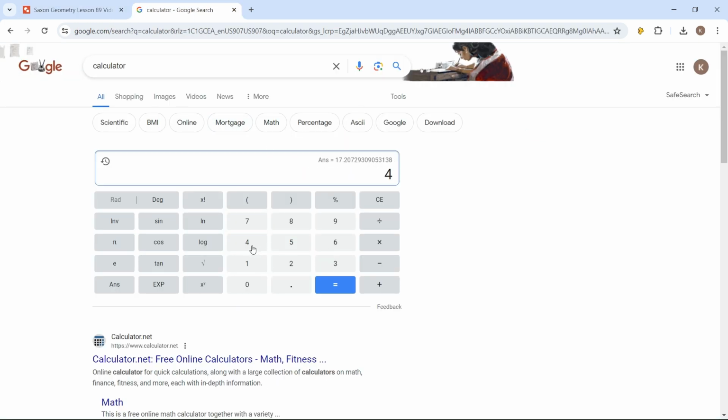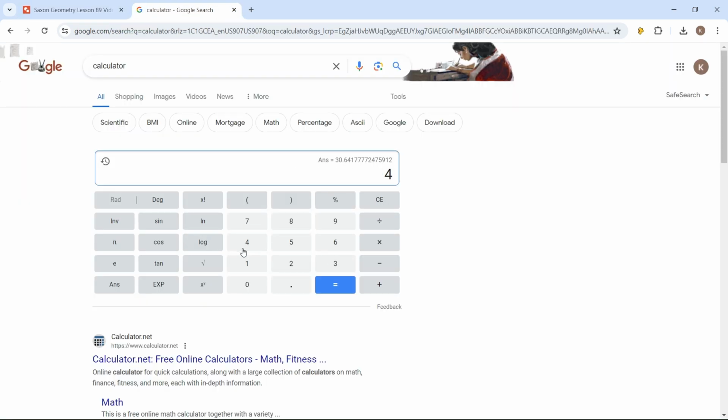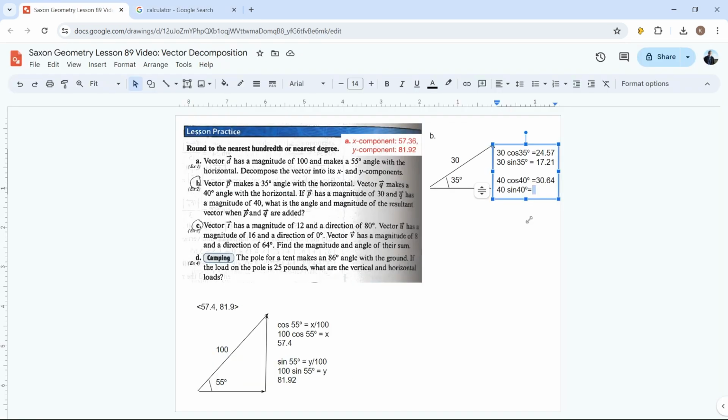So we'll plug that in, 40 times the cosine of 40. The x component is 30.64, so let's type that in, 30.64. The y component is 40 times the sine of 40. The sine of 40 gives me 25.71. All right, now I've got my x components and my y components.